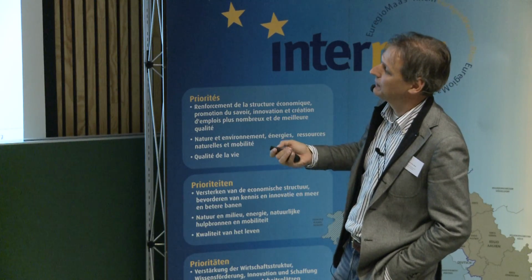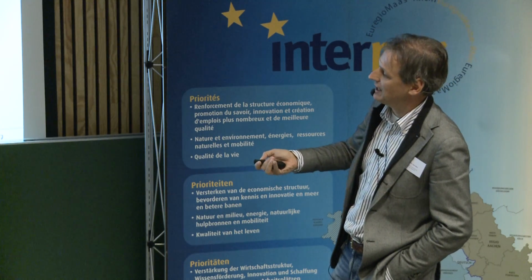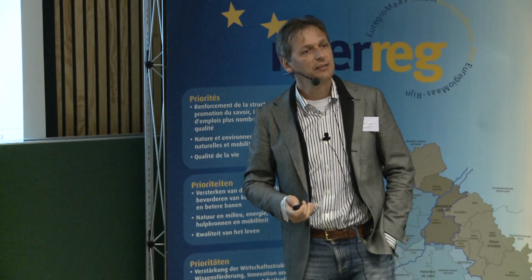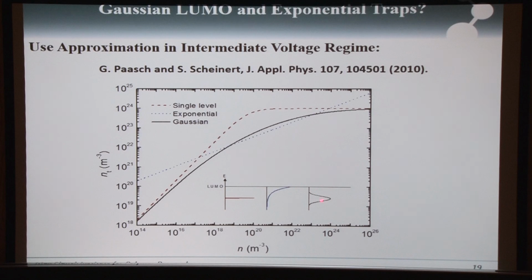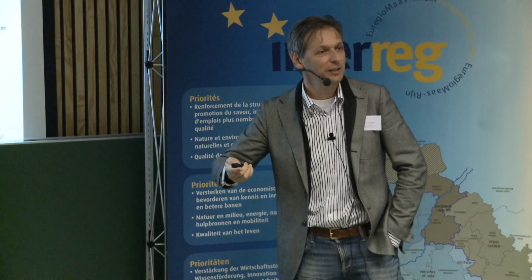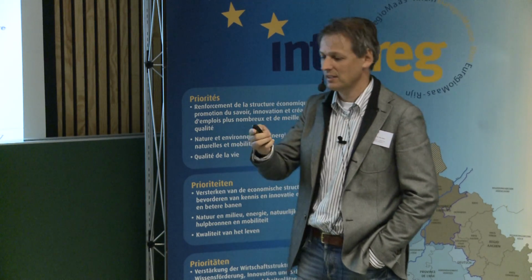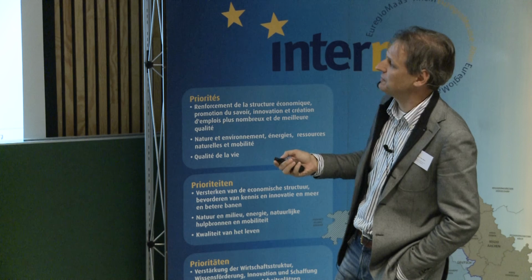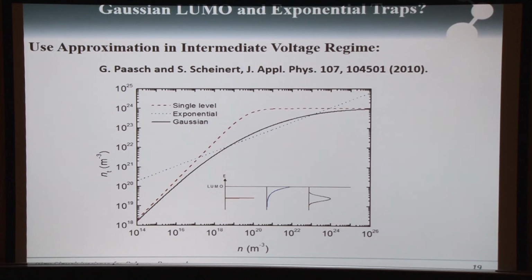As I said, initially we used this exponential trap distribution, but later we switched to a Gaussian one. The simple reason is that if the LUMO is a Gaussian due to broadening, then if you have a certain trap and it broadens, it will also be a Gaussian. That kind of makes more sense. But the mathematics of such a problem is much more complicated, and that took us much longer to incorporate in our device model.